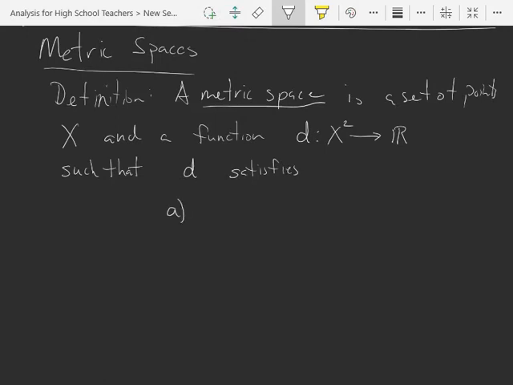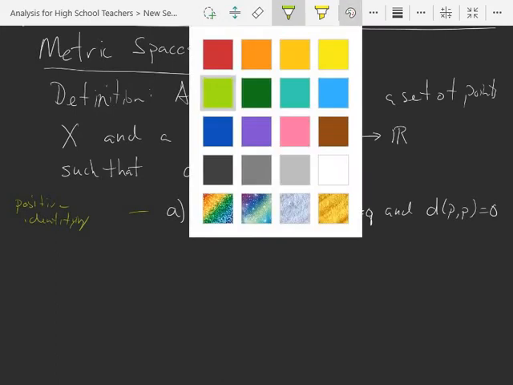Well, the first thing d needs to satisfy is that it's positive, right? If it's going to measure a distance, it should be a positive number. The distance between two things doesn't make sense to be negative. It should also identify points in the sense that the distance between a point and the exact same point should always be 0. So I need d of p comma q is bigger than 0 if p is not equal to q, and d of p comma p is equal to 0 if I measure the distance from p to itself. So our metric is positive and identifying.